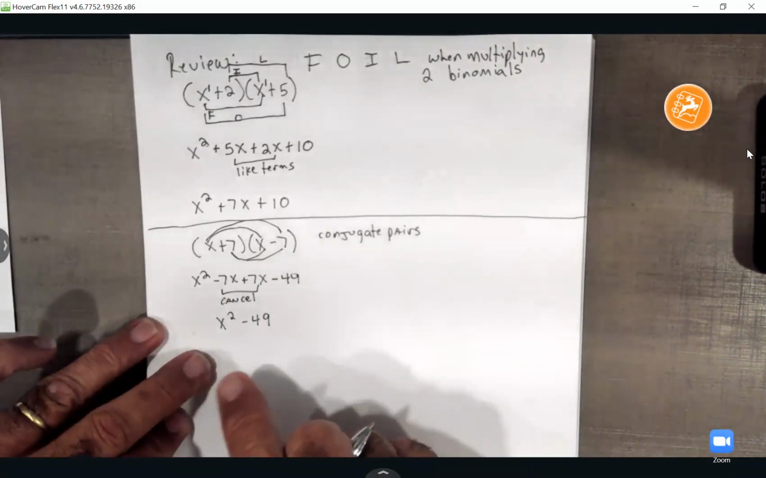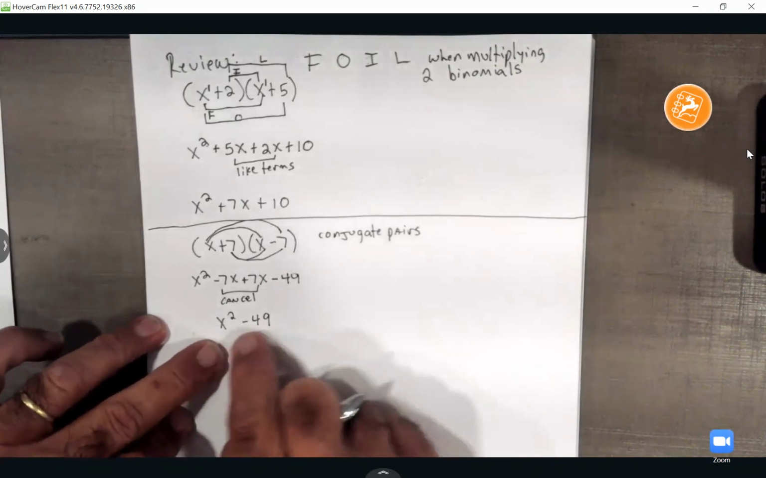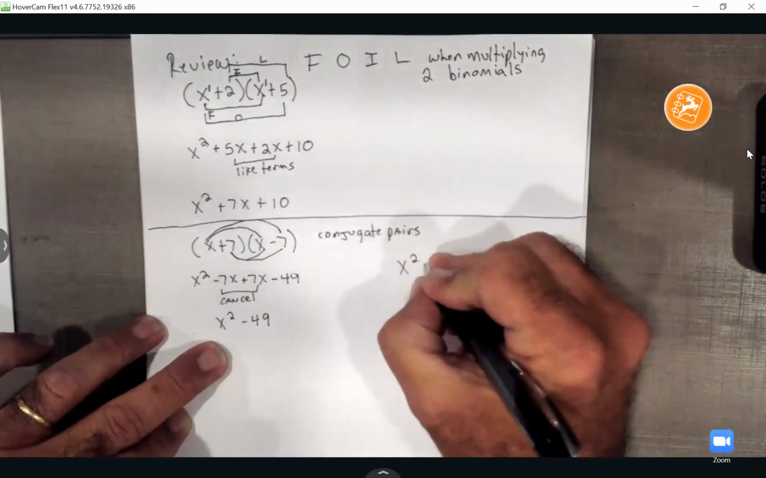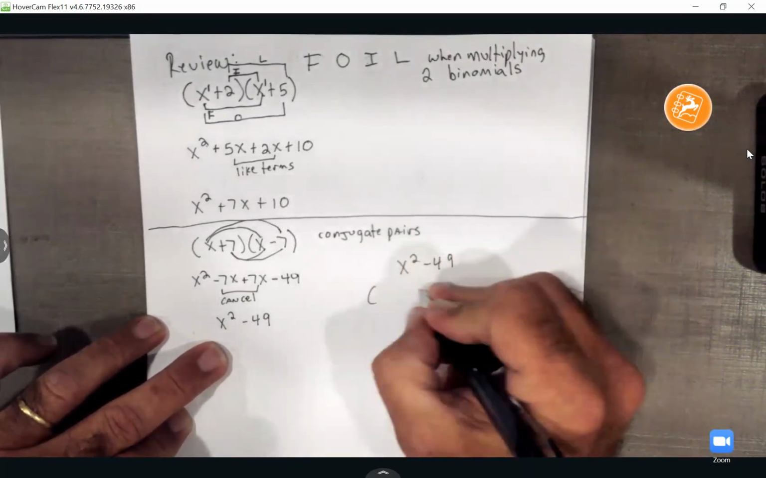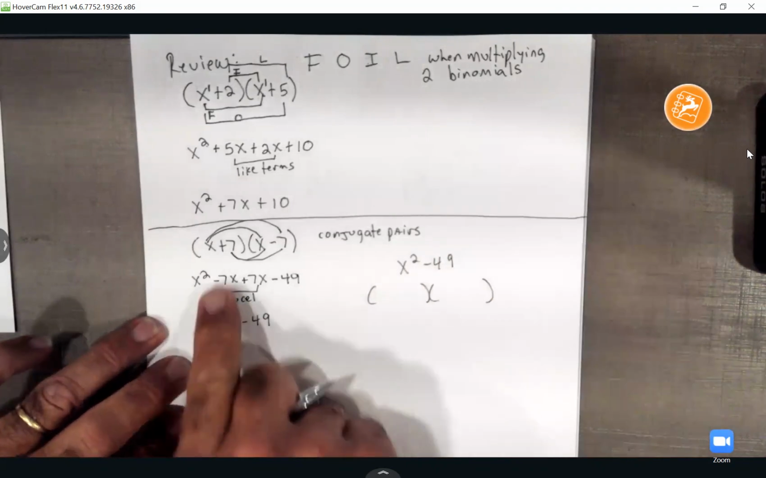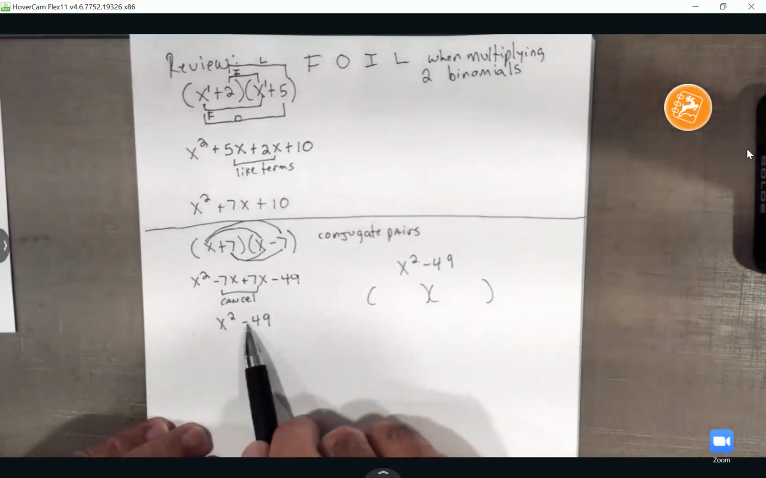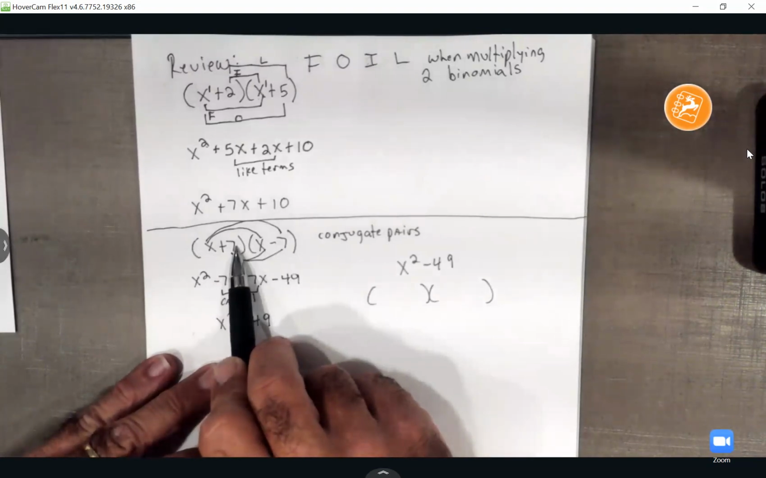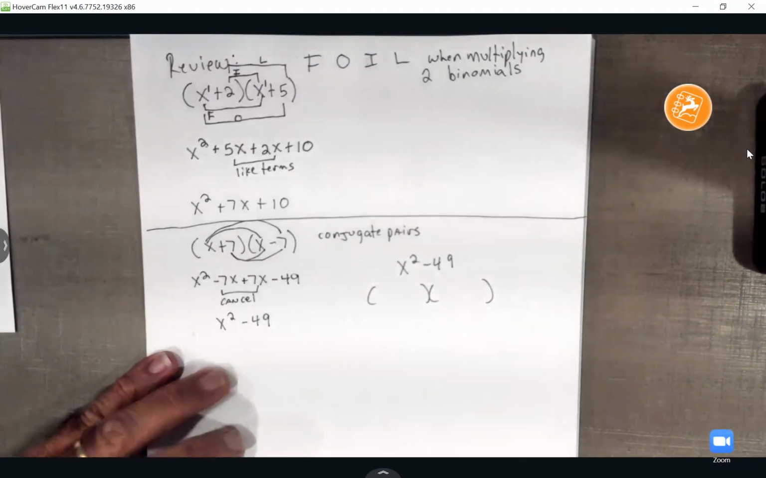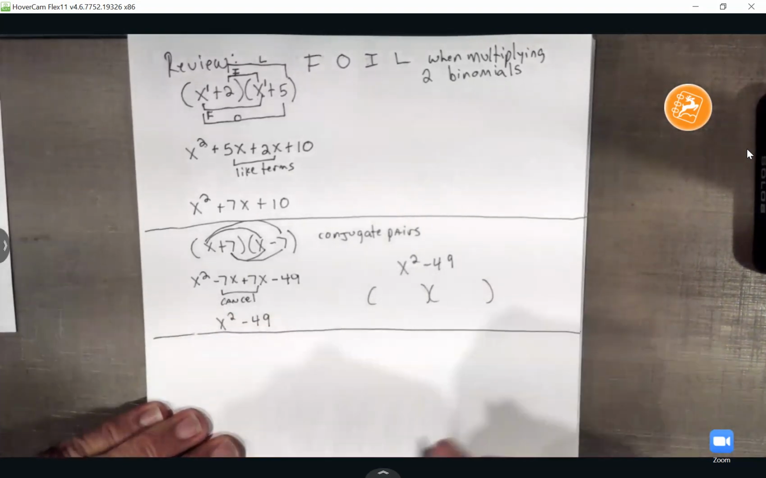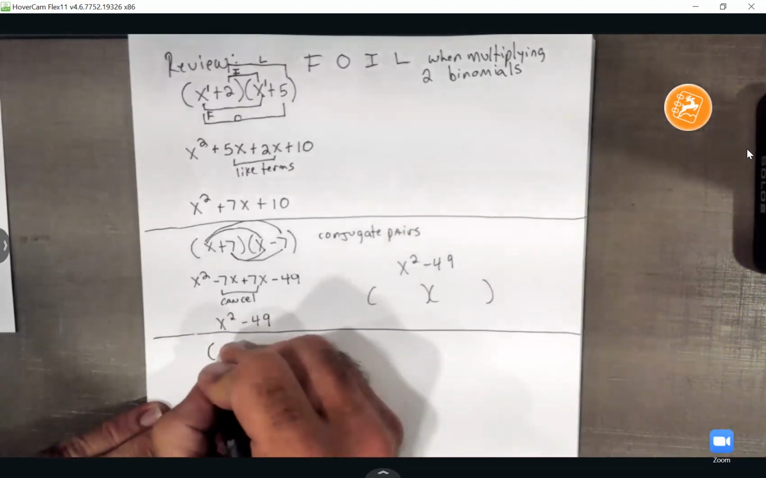Well, I'm overthinking it, but what you're looking at, this is the final answer if I was FOILing this. But if I had started with x squared minus 49, I could have factored it back into this. We'll look more at factoring later on. We'll take these answers and go backwards to get this kind of stuff. Okay, cool.